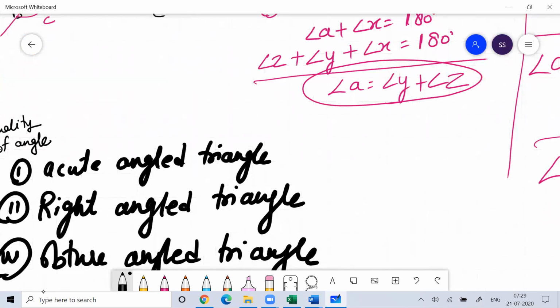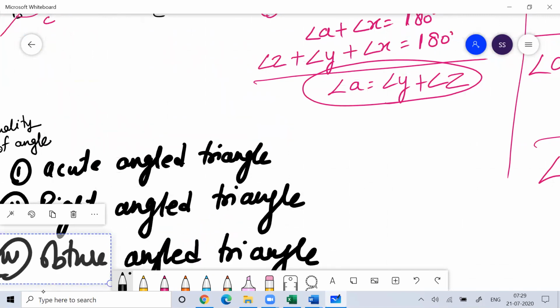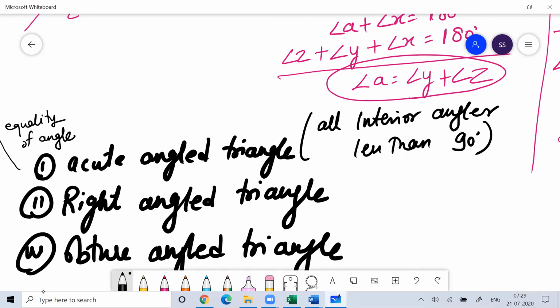So what is an acute angle triangle? An acute angle triangle means where all angles are less than 90 degrees. All the interior angles of the triangle are less than 90 degrees.